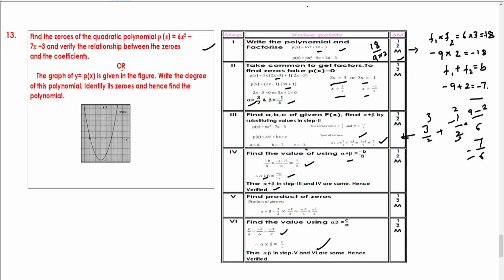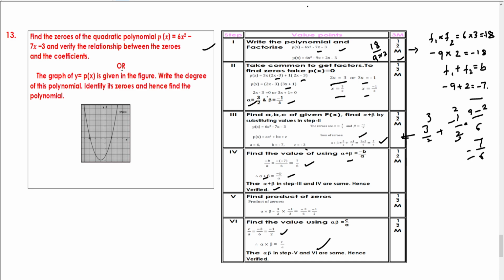In the next step, as usual, you take common. In the first two terms, 3x is common. You are left with 2x and minus 3. Then in the second two terms, 2x minus 3, you can take plus 1 common, you will get 2x minus 3. In both these terms, take 2x minus 3 common, you are left with 3x plus 1.